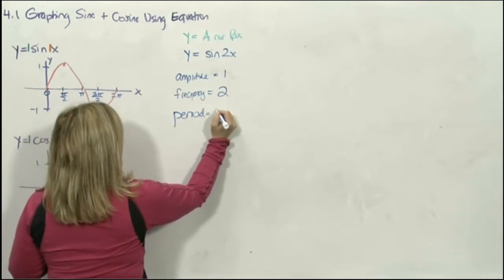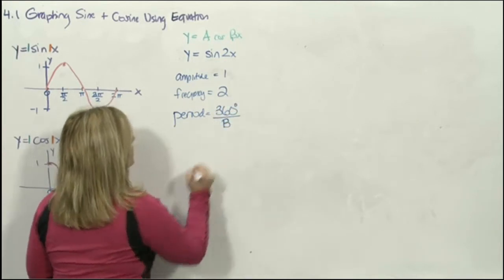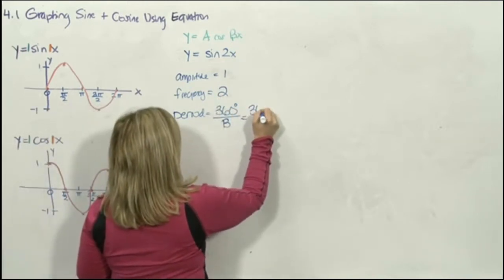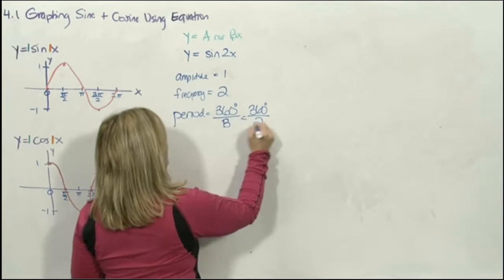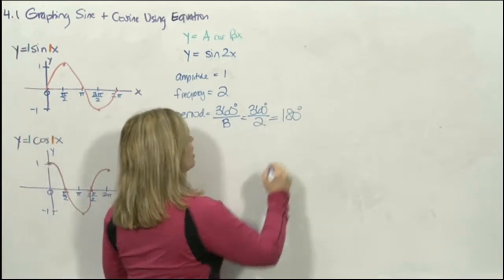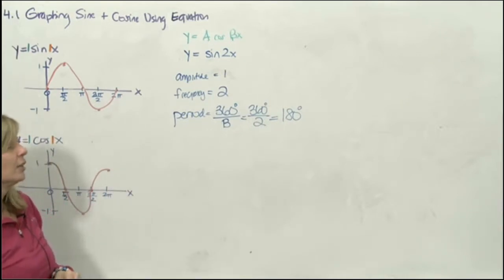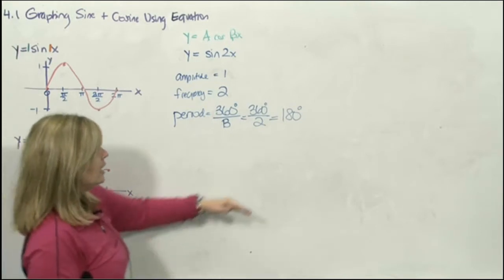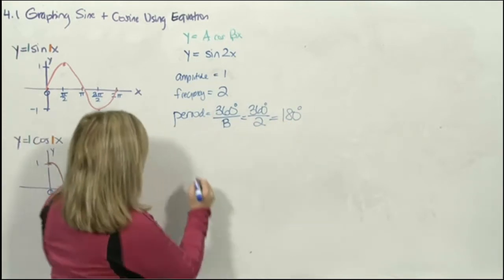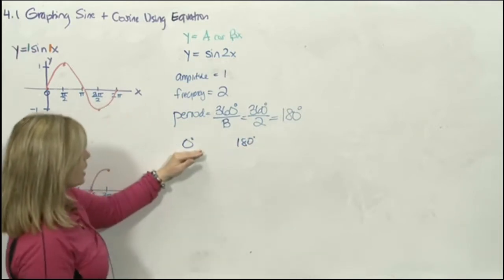The period is always 360 degrees divided by your frequency. What is your frequency here, guys? 2. If I have 360 degrees and I can divide them among 2 curves, that means each curve is only going to need 180 degrees. So let's think about this. If you only need 180 degrees to make a curve, that means that curve is starting at 0 degrees, going to 180. That's the beginning point.